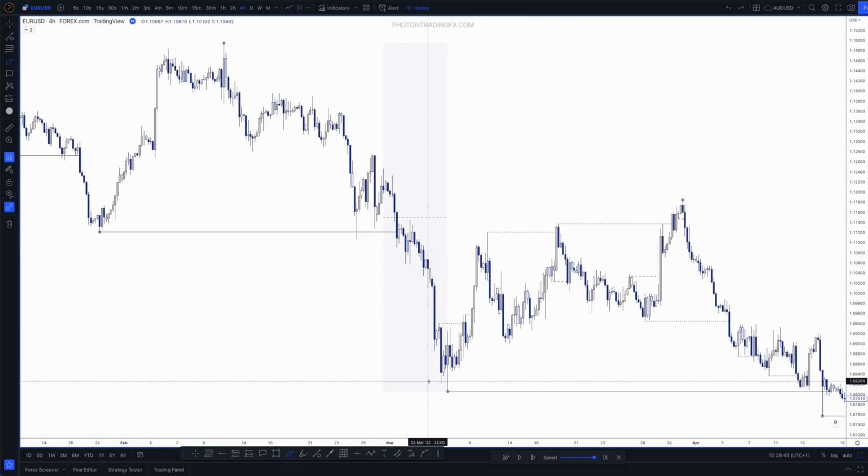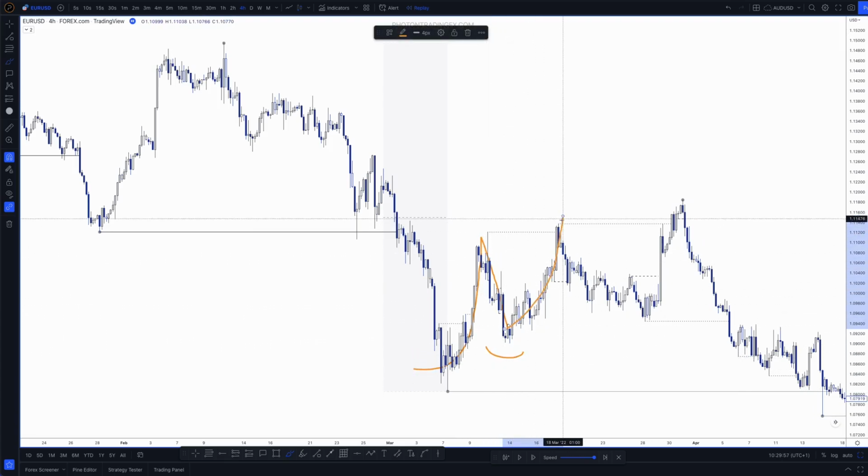But we just want to be thinking about market structure, and we're lumping premium discount into that concept. So when we initially get that internal break of structure, and then we start to pull back, right? If the internal structure is going to stay bullish, then we can anticipate there's a strong internal low here, and we can look to catch that higher low to target that next high.